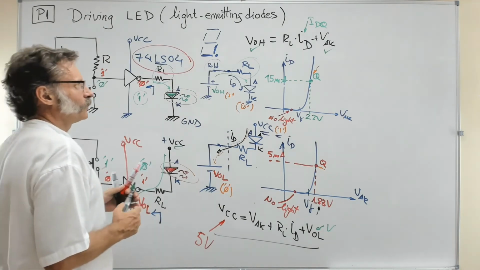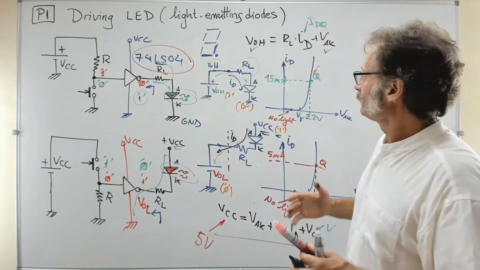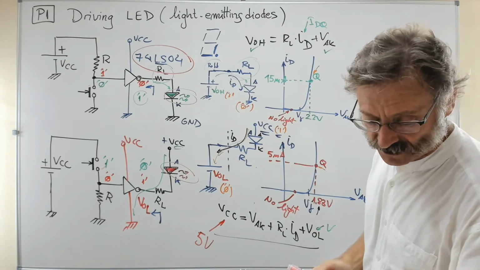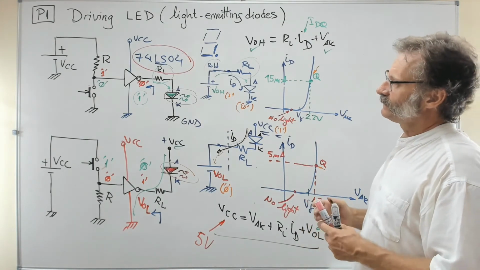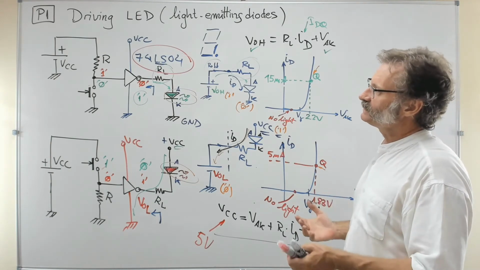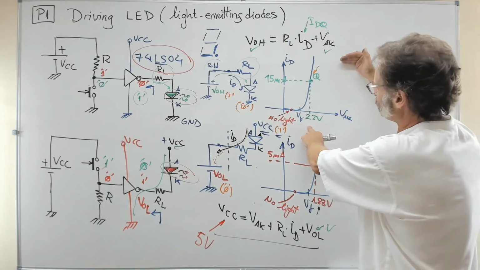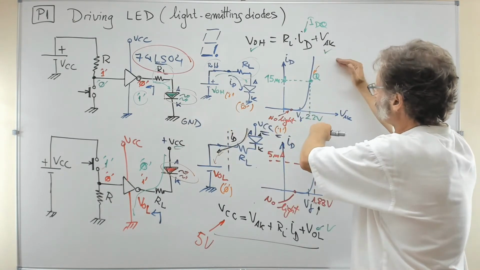So then what? If you have everything and the only value left is the limiting resistor, this is what you have to calculate. So the problem stays like this: which is the limiting resistor that you need to drive the LED like that, with a common cathode connection, and with this value?